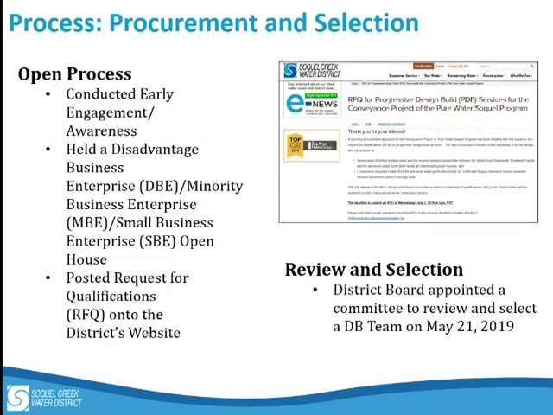We did just want to highlight the process in terms of our selection tonight. As you may remember, about a year and a half ago, the district went through a workshop talking about how we would be procuring, designing, and constructing the project. The delivery model selected was progressive design build, which means we would procure a team of a designer and a contractor that would do the work for us in a two-phase process, the first phase being the preliminary design and data collection, and then construction.